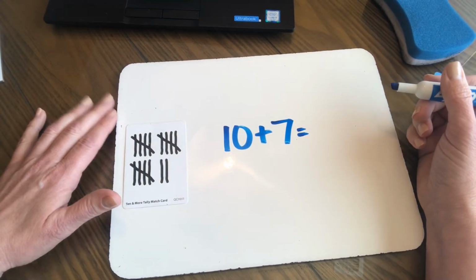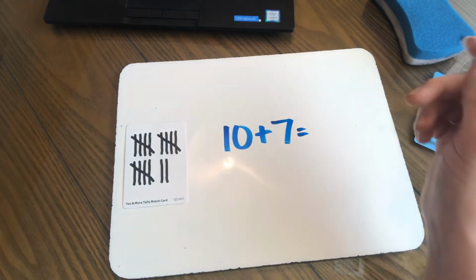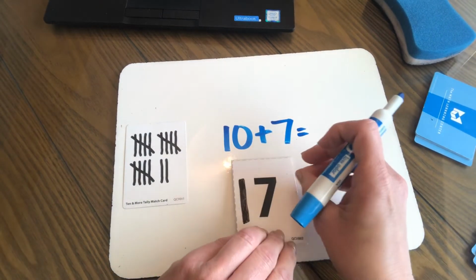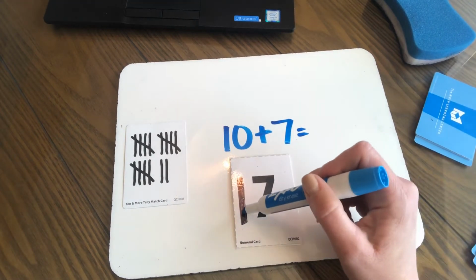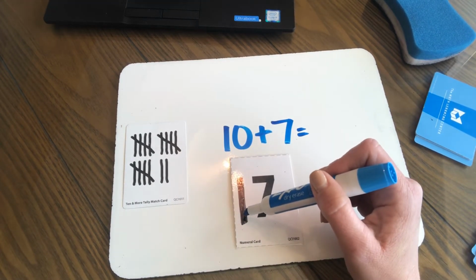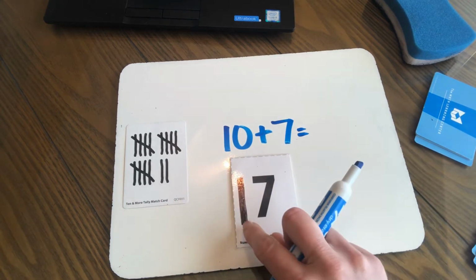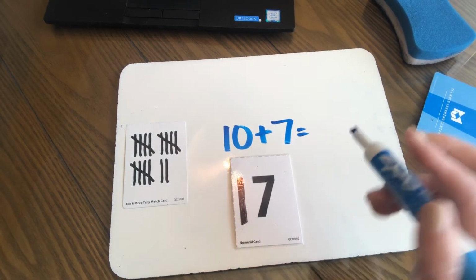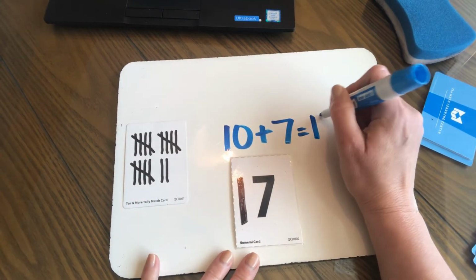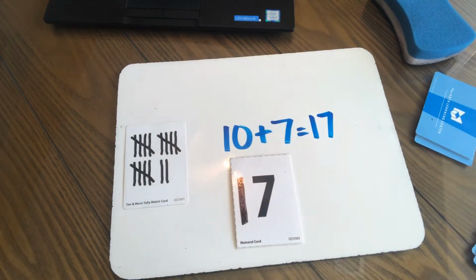10, 7. What number is 10, 7? 17 is 10, 7. So we have 1 10 in the tens place and 7 ones. So 10, 7 is 17.